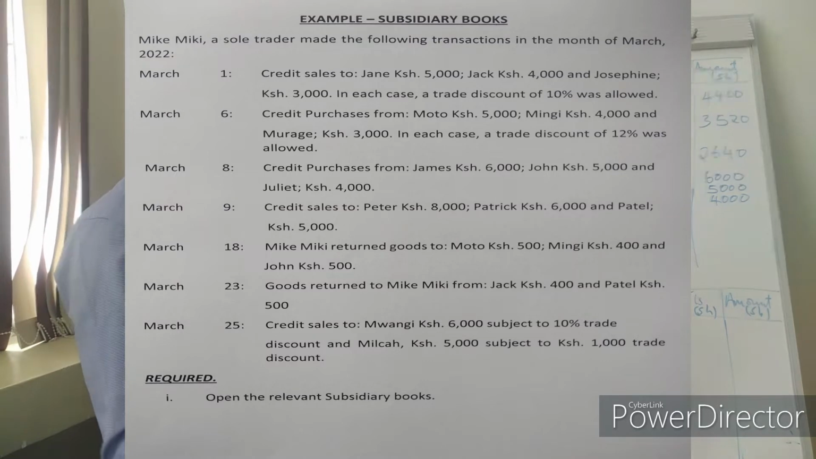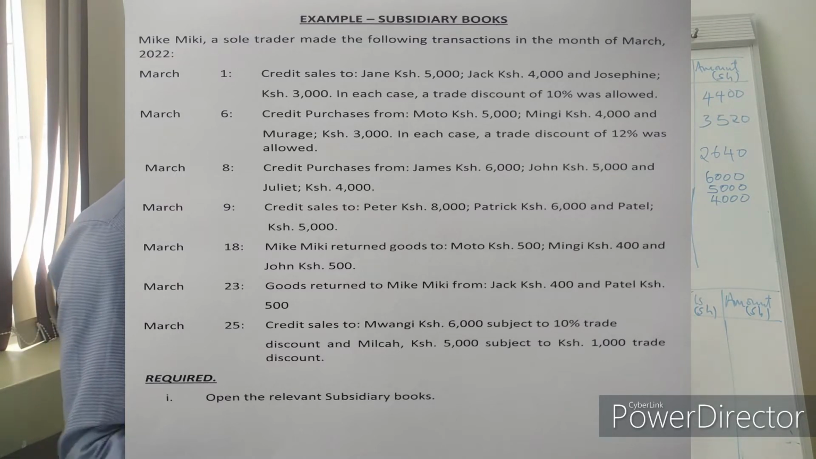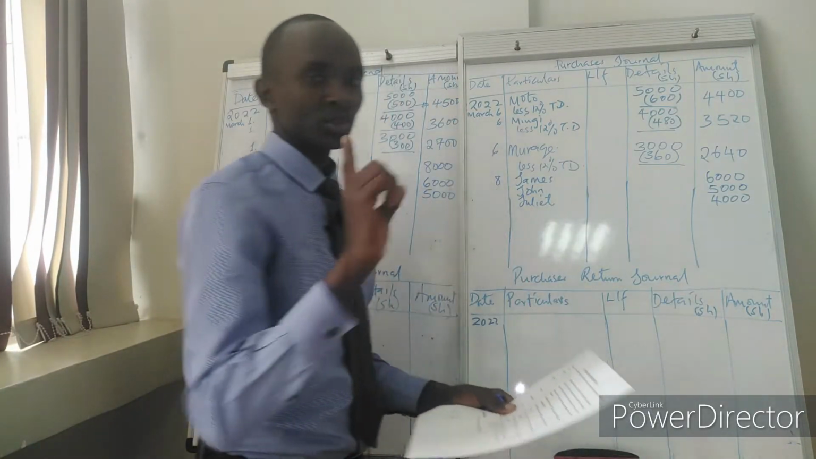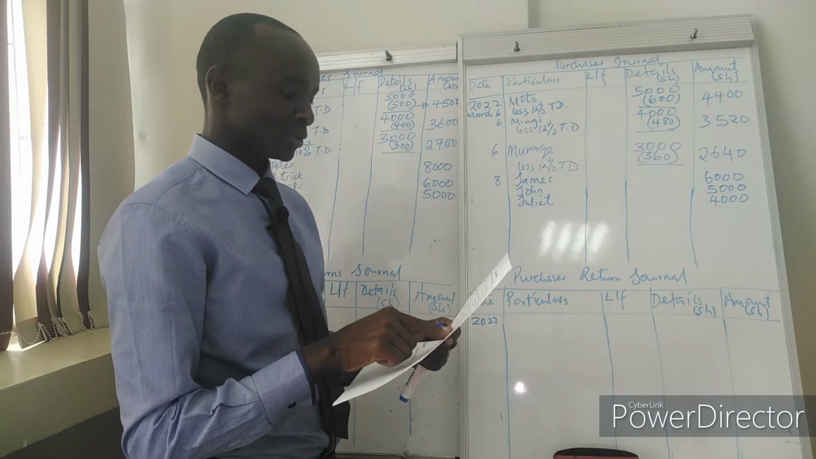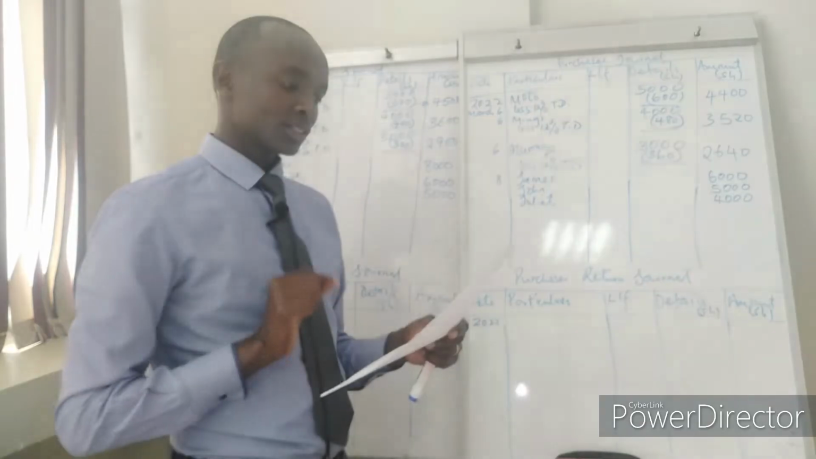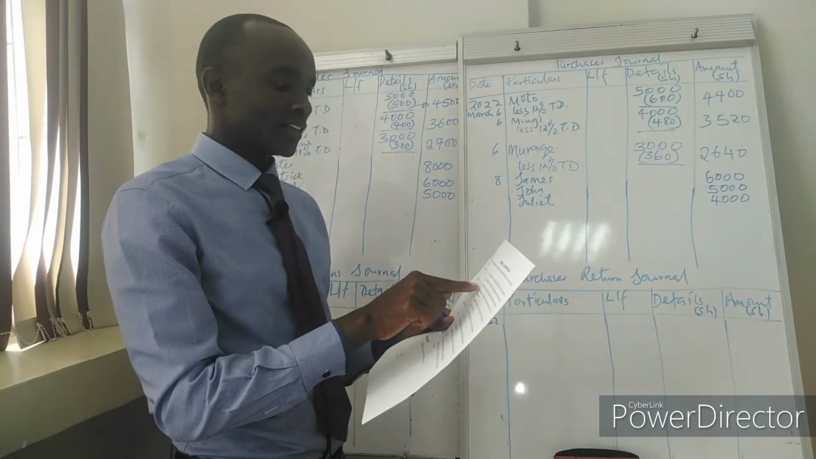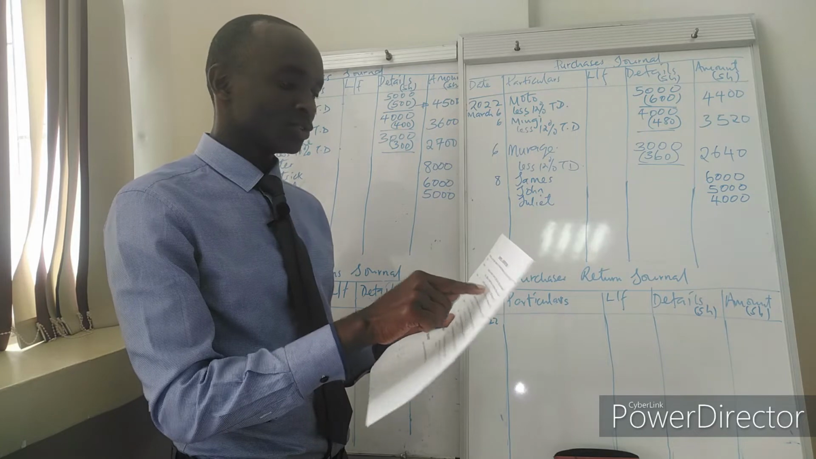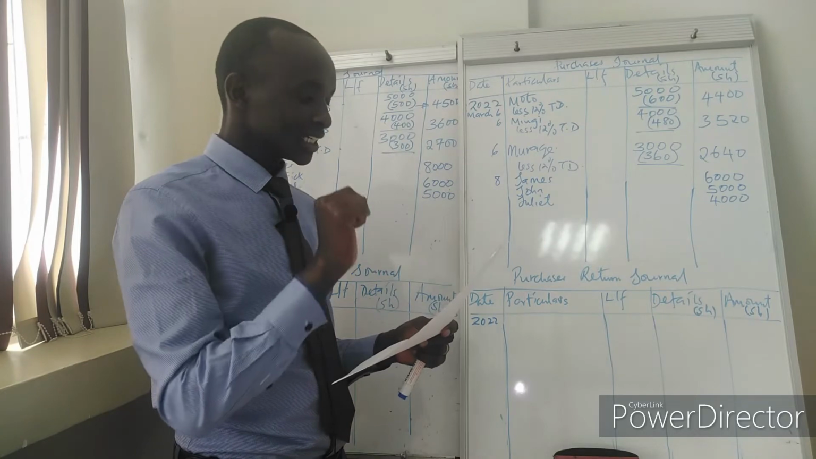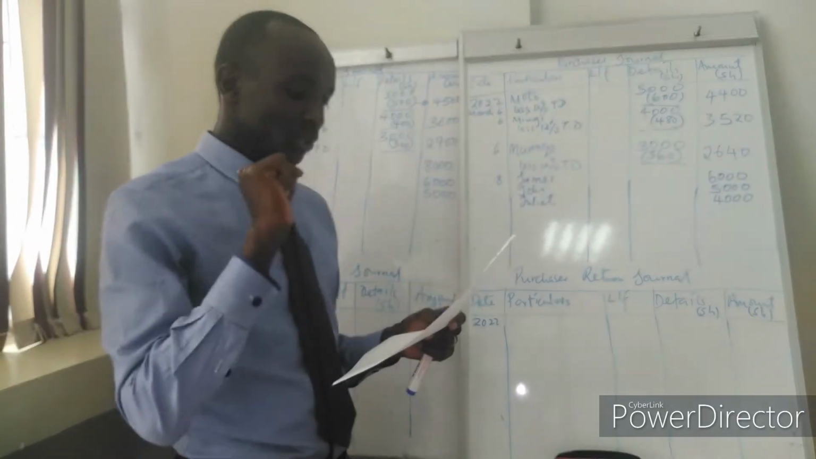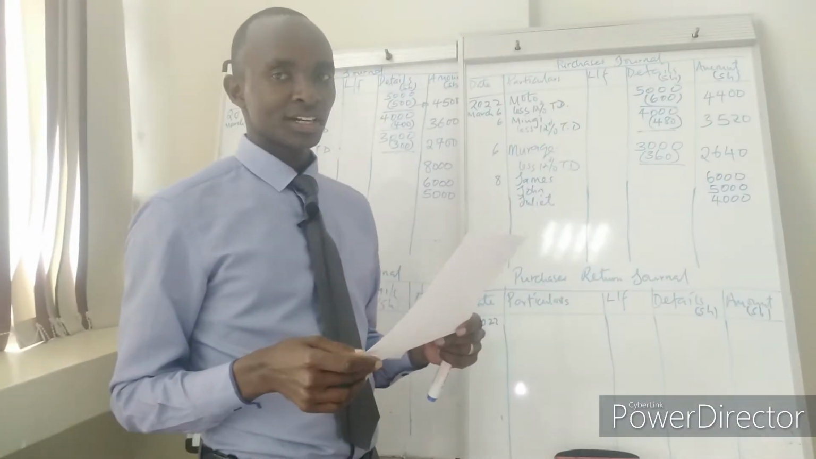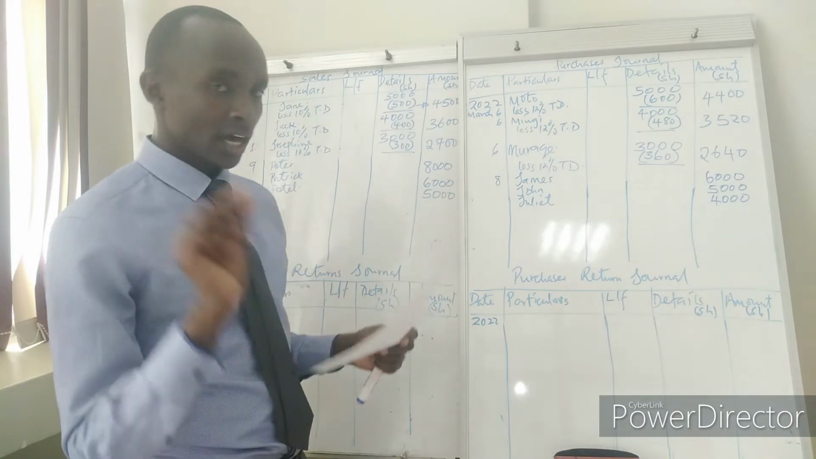So we have Mike Mickey return goods to Moto worth 500. But before you write the 500 on the details or amount column, you should ask yourself one question. When Mike Mickey was purchasing these goods from Moto, did Moto allow a discount to Mike Mickey? So let's move on to March 6th, where Mike Mickey purchased the goods from Moto on 5,000, and he was allowed a trade discount of 12%. So in this case, also when returning these goods, we must adjust for that discount. Are we together? So this is where most students normally fail. And so this is how to enter.